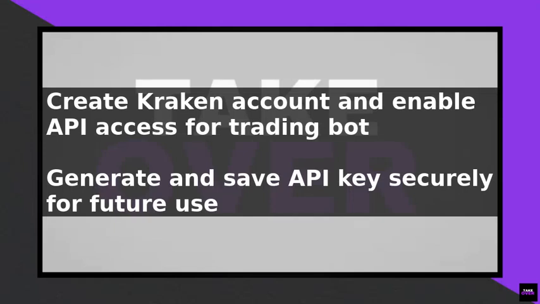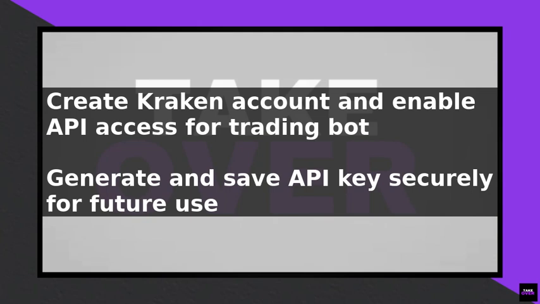To use the Kraken trading bot, you first need to create an account on the Kraken exchange and enable the Kraken API. This will allow the bot to access your account and execute trades on your behalf. After creating your account, go to the account settings and click on API keys. Then generate a new key and save it securely.